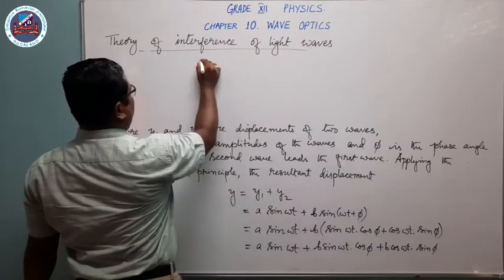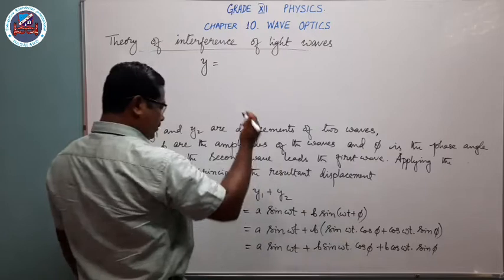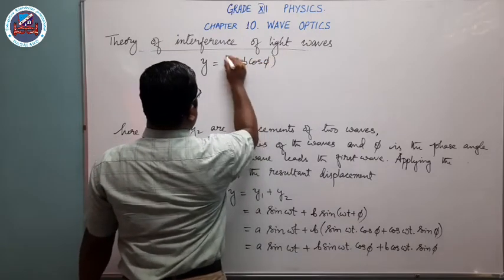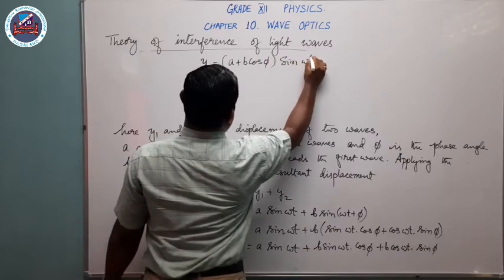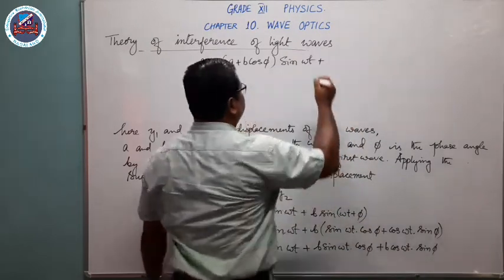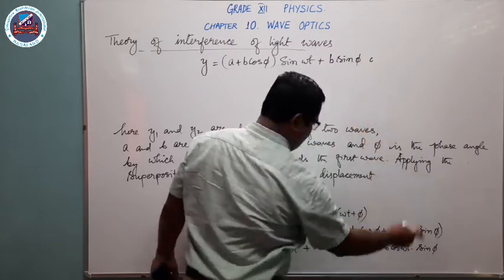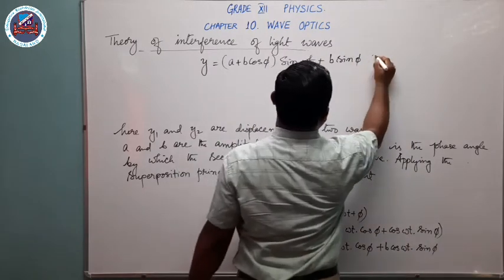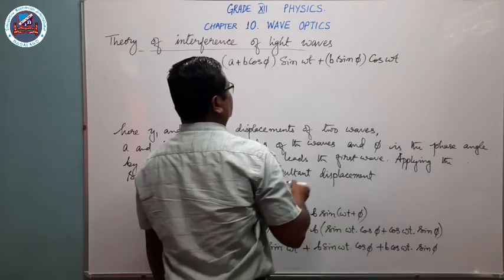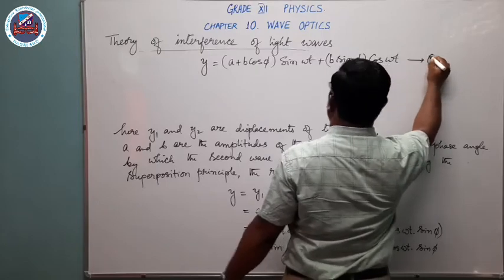Then your resultant displacement y will become, if you take sine omega t common, a plus b cos phi, into sine omega t, plus b sine phi into cos omega t. Like this you will get it. This one we will mark as equation number 3.